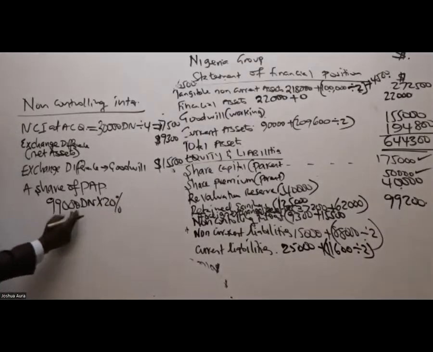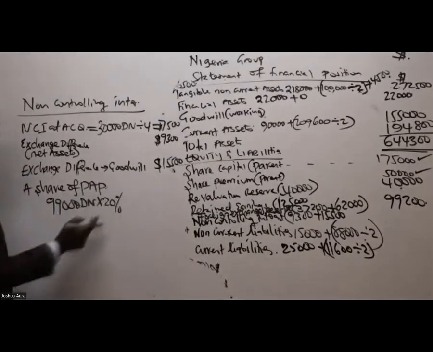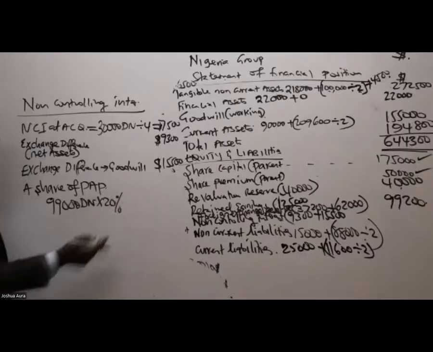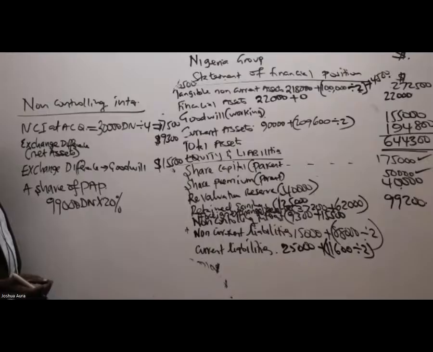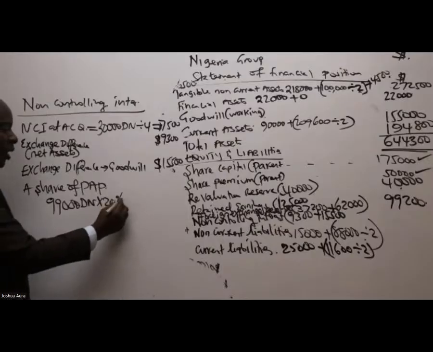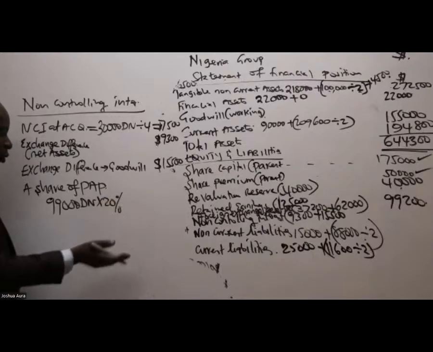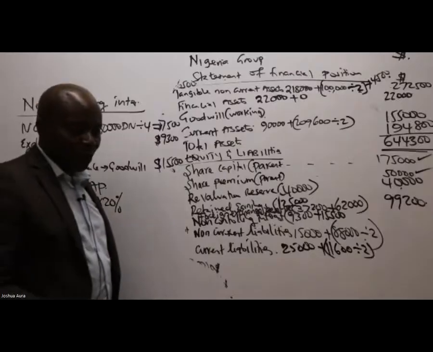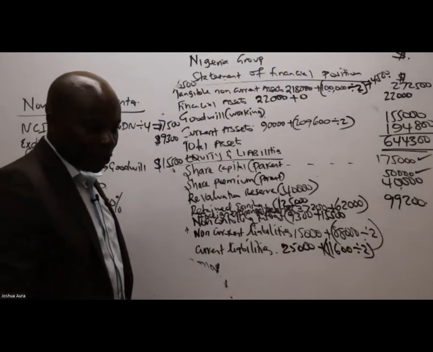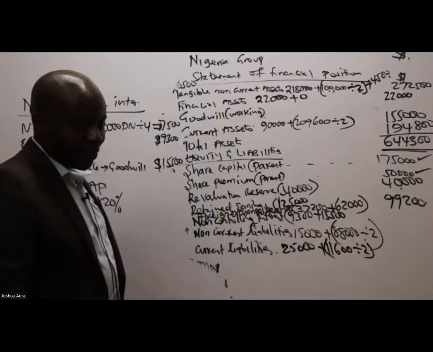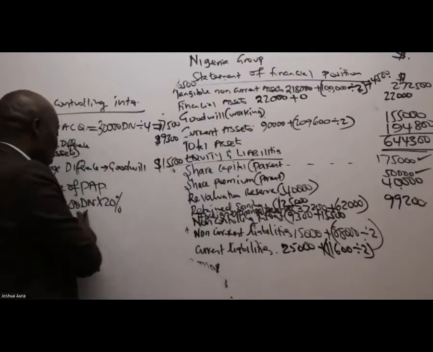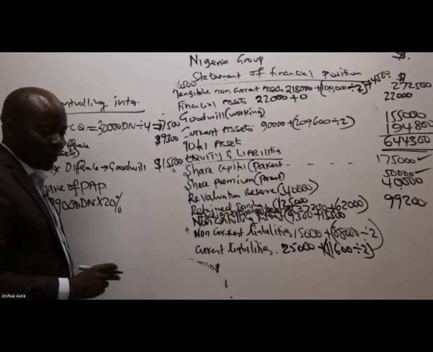But again, remember, this has to be retranslated to get into dollars. Can somebody in this case here give me the translation rate? Should I use 4 or 2? What should I use here, somebody? In this case here, this PARP.